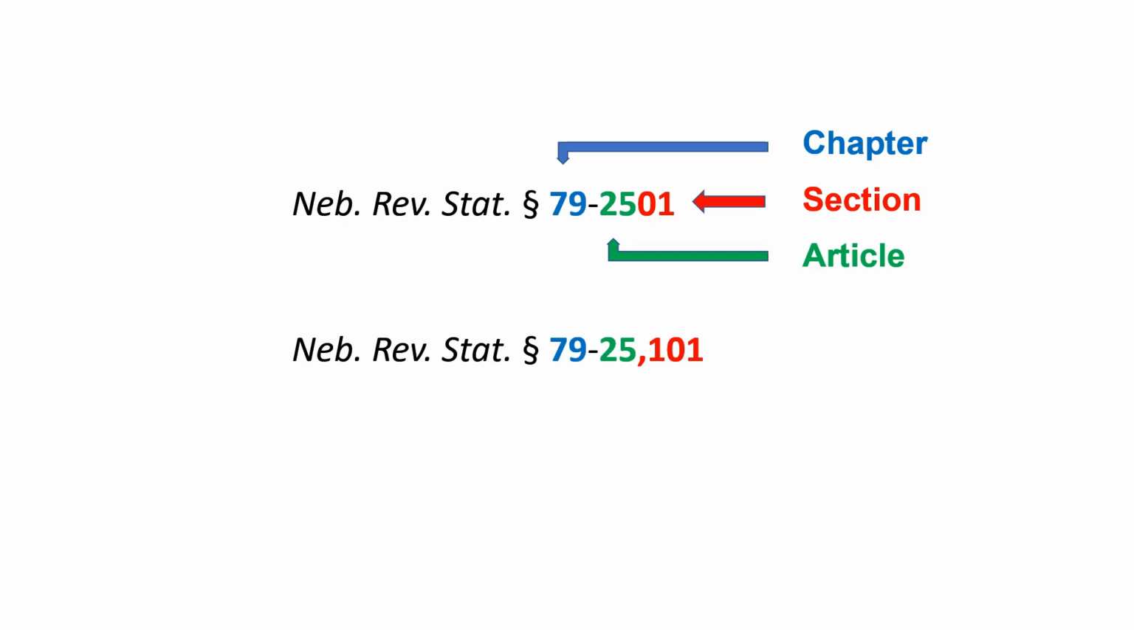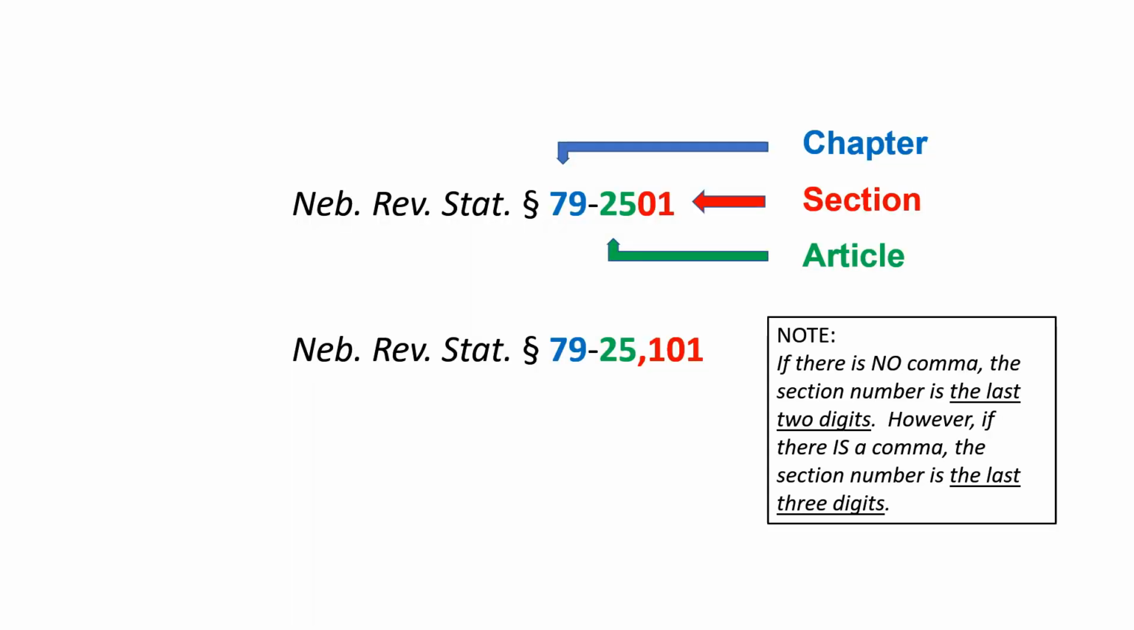Thus, the section would be written as section 79-25,101. It's the comma that creates the confusion when trying to find a specific Nebraska statute. In basic arithmetic, we learned to use the comma to divide the number into thousands so that it was easier to read. In the Nebraska statutory numbering system, however, the comma is used to signify that the section number has 3 digits rather than 2, and that's a totally different concept.